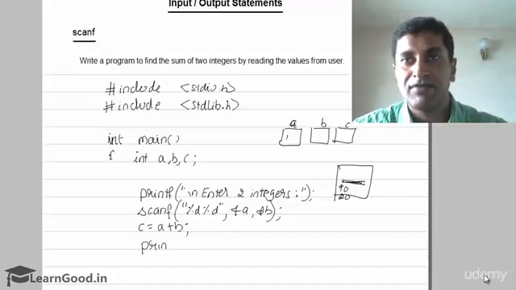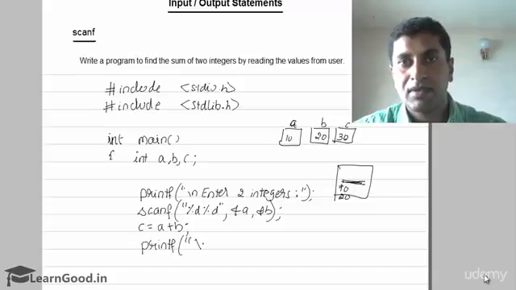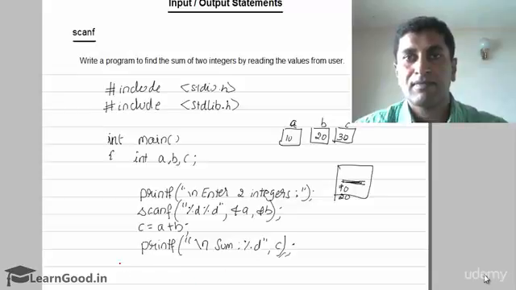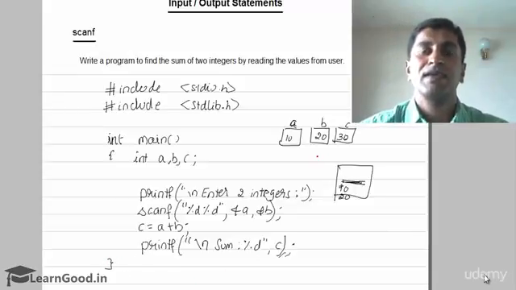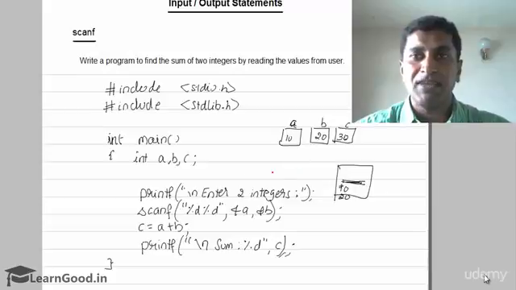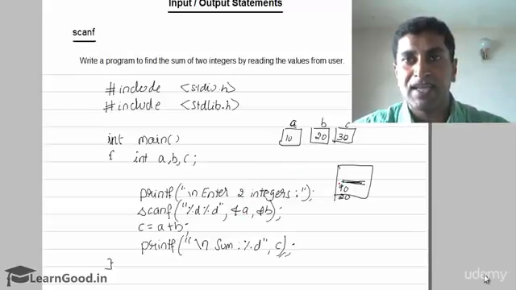That is, your A value is 10, the B value is 20, and C equals A plus B, which is nothing but 30, and the 30 can be displayed on the screen by giving here printf \n, sum equals %d, that is C. Then close this. Fine. Next time, if you run the program again, once again at this scanf line the cursor will be waiting. So enter 2 values, the cursor will be waiting.